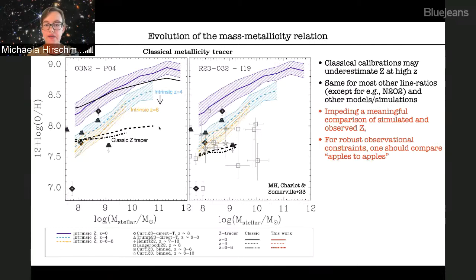What you can also see here in these two panels, when you compare the black dashed lines, which show the line ratio derived metallicities at redshift 4 and redshift 6, with the blue and the orange lines, they illustrate the intrinsically predicted oxygen abundances from TNG at redshift 4 and redshift 6. You can see there's a big difference, which in my opinion would be impeding a meaningful comparison between simulated and line ratio derived observed metallicities.